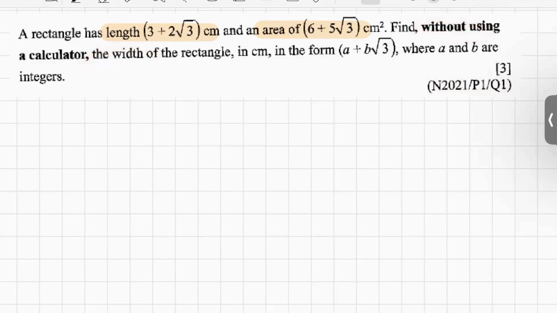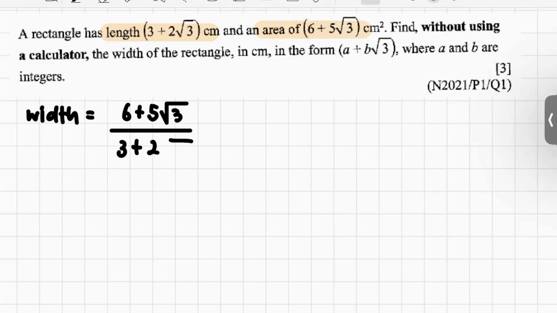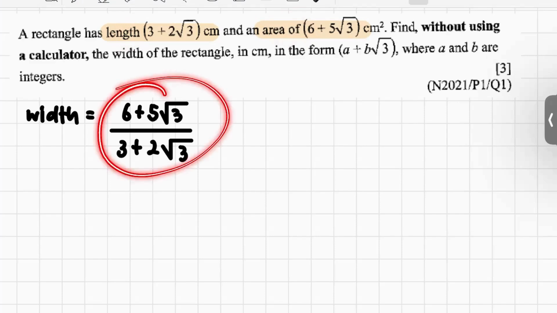Okay, so when we see this, the width is like the breadth of the rectangle. So what we want to do to find the width is just take the area divided by the length. Area divided by length. So just this here, 6 plus 5 root 3, and then this one here is 3 plus 2 root 3.